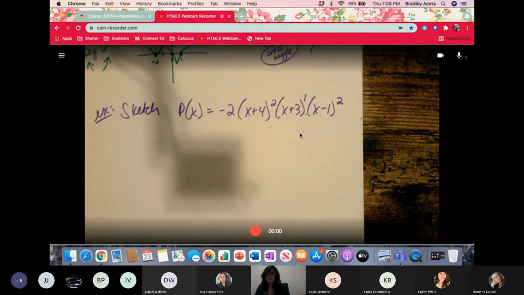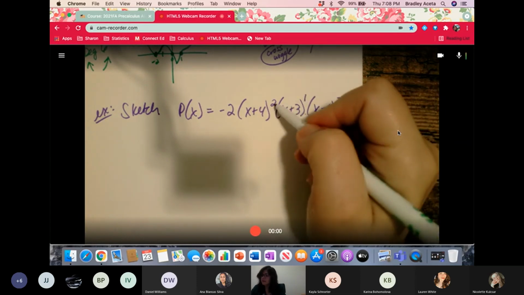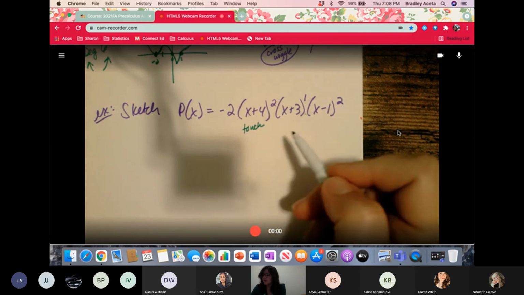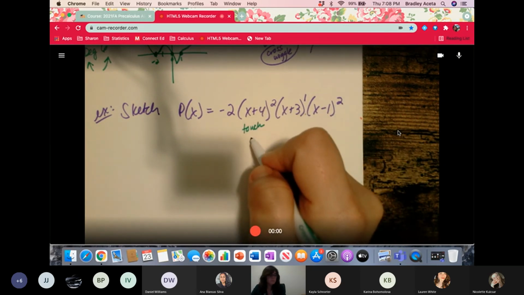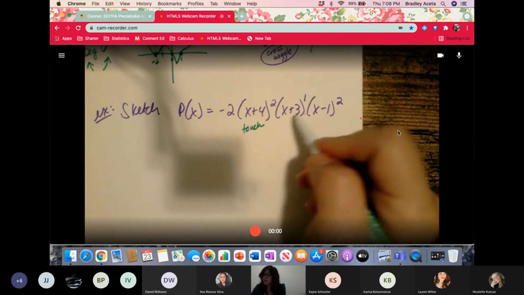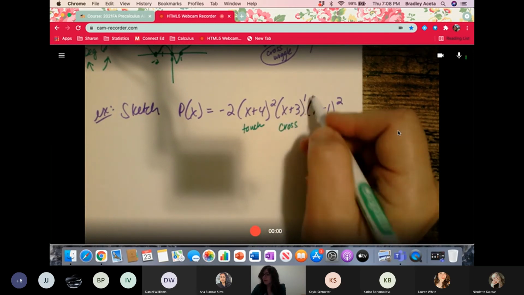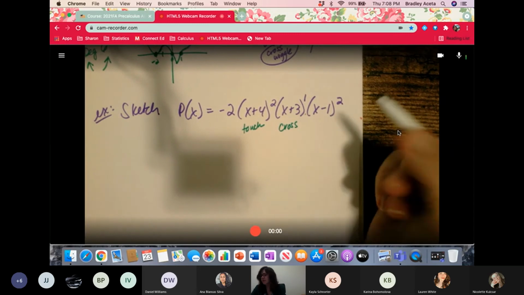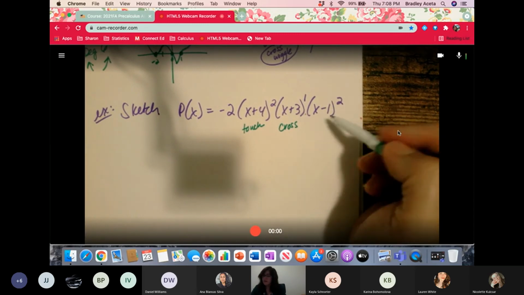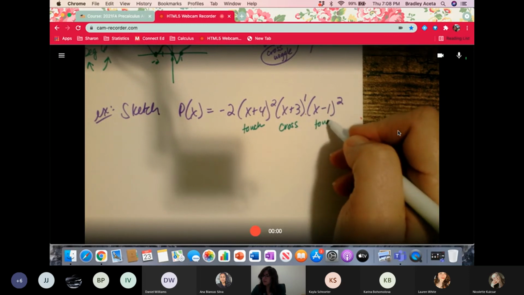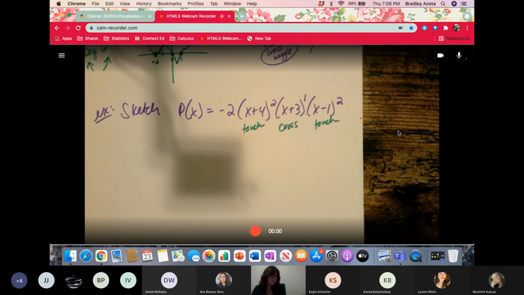And we're just looking at a quick sketch. Again, you could put it into Desmos, but we want to see if we know what we're talking about here. So this has a degree 2. This is going to touch at -4. This has a degree 1. This is going to cross. And I wrote the 1 in there. I probably shouldn't have written it, but you know what I'm talking about. And this is an even degree also, so it's going to touch at 1 also.